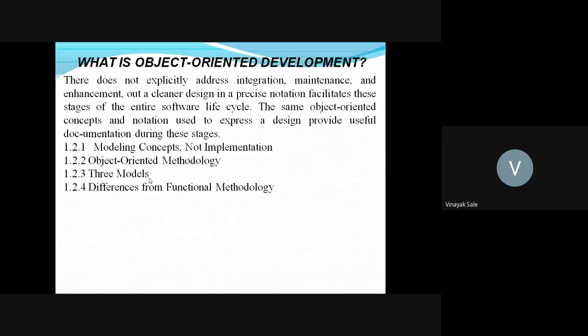There are four stages. First is modeling concepts and implementation. Second, object-oriented methodology. Third, three models, that is class, function, and object. And fourth, differences from functional methodology. So we'll study them one by one. First is modeling concepts and implementation.